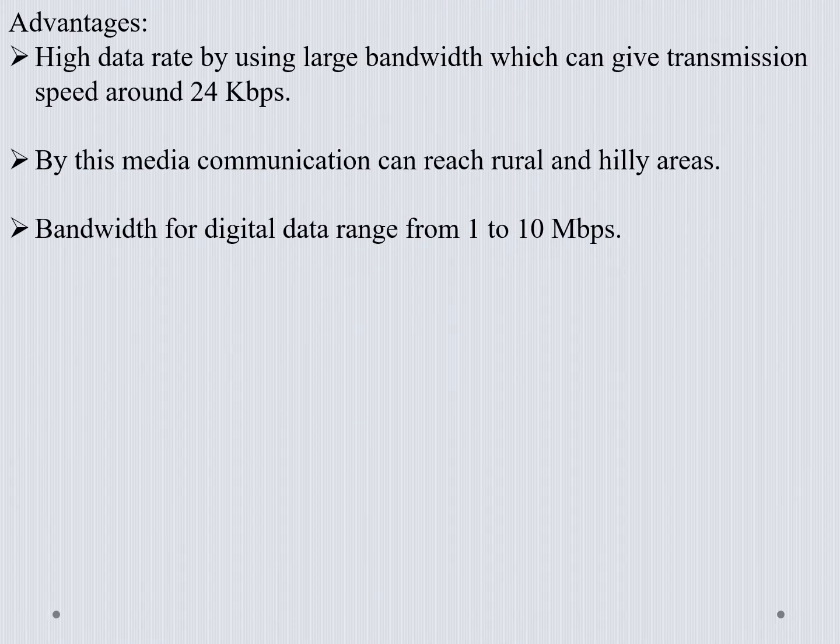Advantages: high data rate by using larger bandwidth, which can give transmission speed around 24 kilobits per second. By this media, communication can reach rural and hilly areas. Bandwidth for digital data ranges from 1 to 10 megabits per second. This we have already discussed earlier. Now, what are the disadvantages here? The main disadvantage is the cost and the installation. So, let us see.